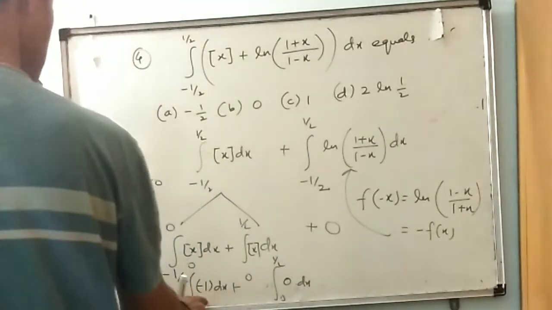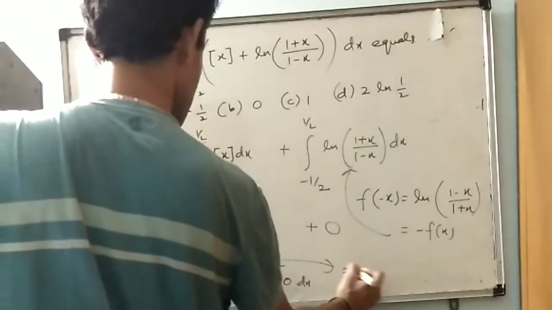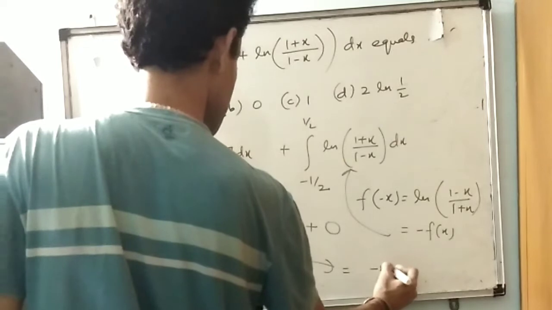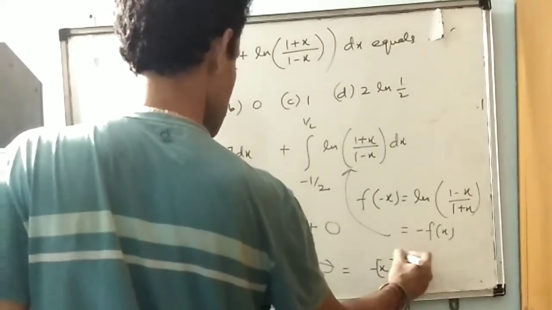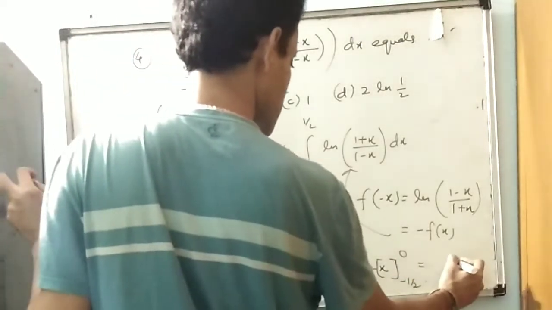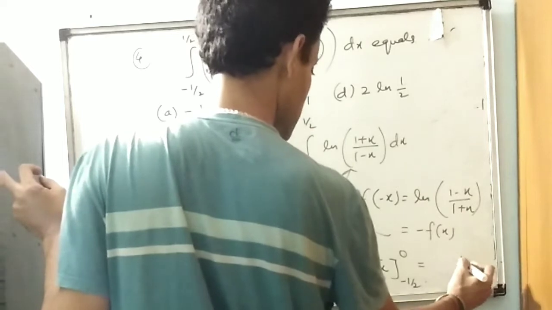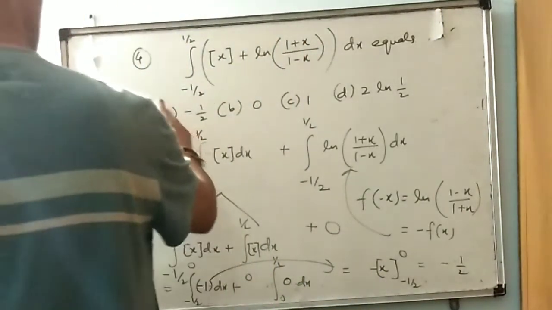The result has to be related to this. The integration of minus dx will be minus x, keep minus outside, and our limit is minus half to 0. When we simplify, it is coming 0 minus minus half, that is half, and then the minus sign outside. So we are getting minus half. Option A is correct.